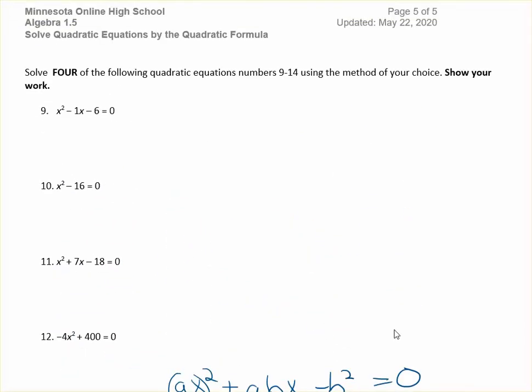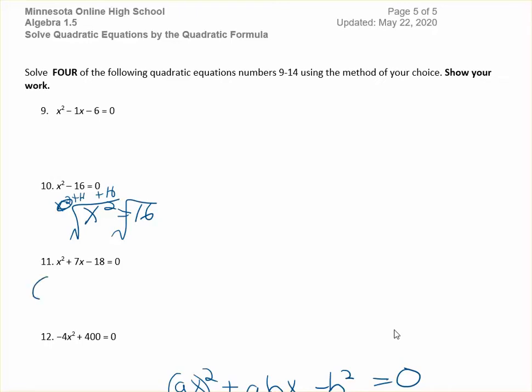I'm just going to set up number 10 but not solve it all the way. If I were to add 16 to both sides, I would get x squared equals 16, and then you can take the square root of both sides. And then you can find your 2 answers. These will have 2 answers.